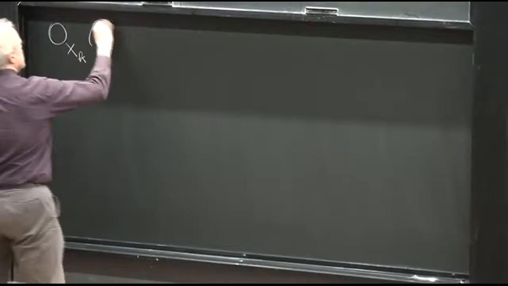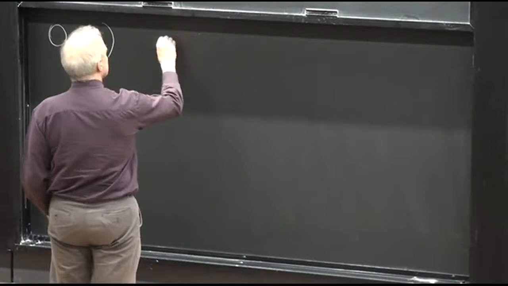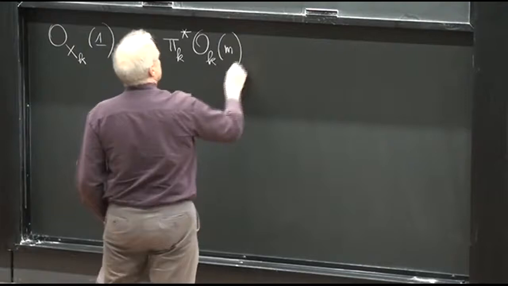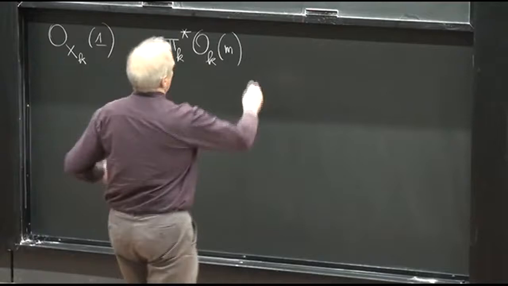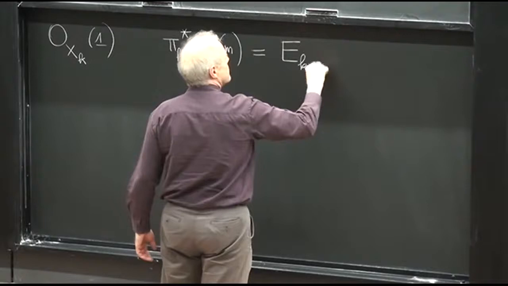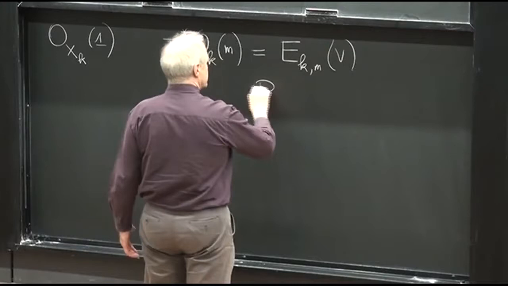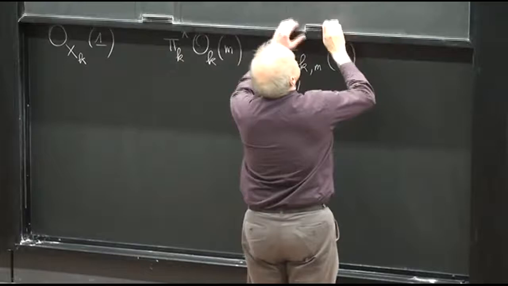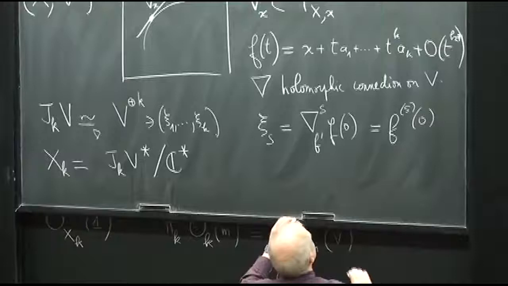Okay, and now you have the O_{X_k}(1) tautological bundle. And then I explained that if you look at the projection and the direct images, then these are exactly the bundles or sheaves in general of differential operators, depending on V. Locally, they can be expressed as polynomials in the derivatives. I will simply denote this for simplicity by f^(s)(0), although it depends on nabla.